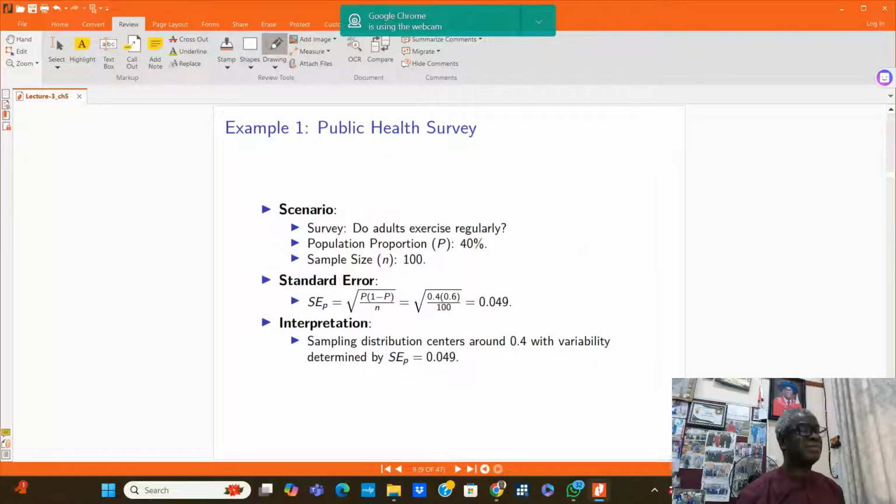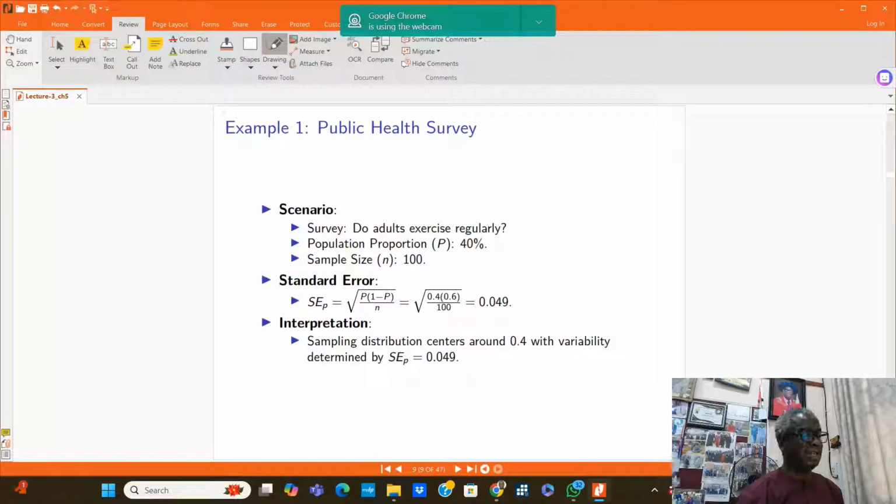So let's consider a scenario in which a survey is conducted and 40% of adults claim they exercise regularly, and the sample size is small n, which equals 100.